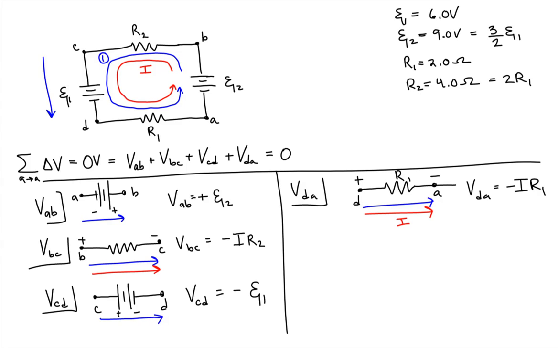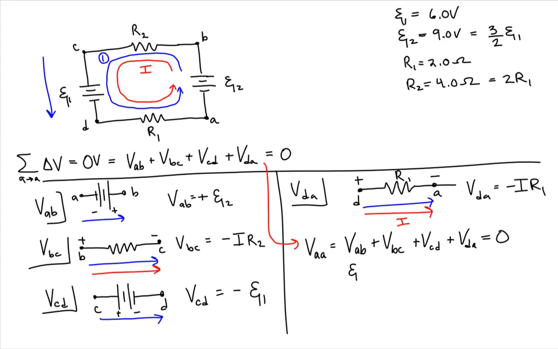Remember, Kirchhoff's loop law for voltage says the potential difference starting at point A and ending back up at point A is equal to the potential difference from A to B plus the potential difference from B to C plus the potential difference from C to D plus the potential difference from D back to A, and that must all sum to be 0.